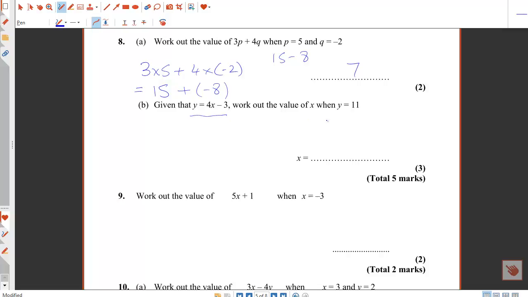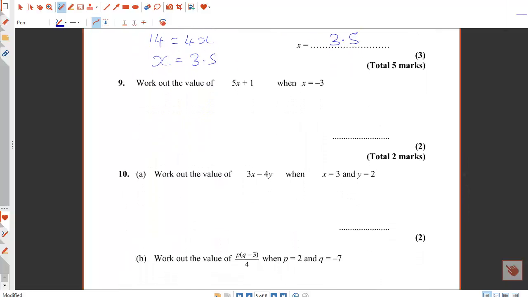y is 4x minus 3. Find the value of x when y is 11. This time it's y that we're given, so we have to make sure that we substitute in for y. And then this is an equation that we need to solve. To solve this, I'll add 3 to both sides and then divide by 4. 14 divided by 4 is 3.5. And of course, I did say you had your calculator available, so you could do that on your calculator.